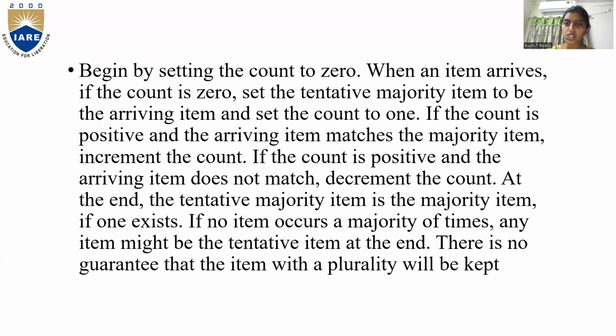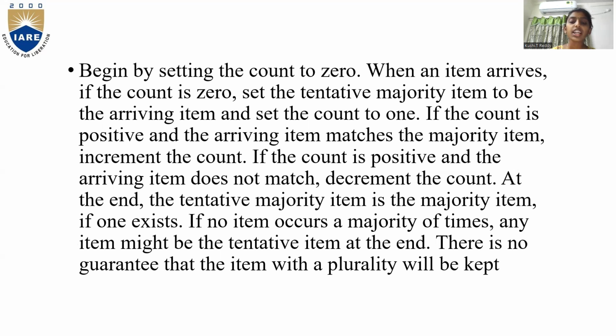Begin by setting the count to 0. When an item arrives, if the count is 0, set the tentative majority item to be the arriving item and set the count to 1. If the count is positive and the arriving item matches the majority item, increment the count. If the count is positive and the arriving item does not match, decrement the count.